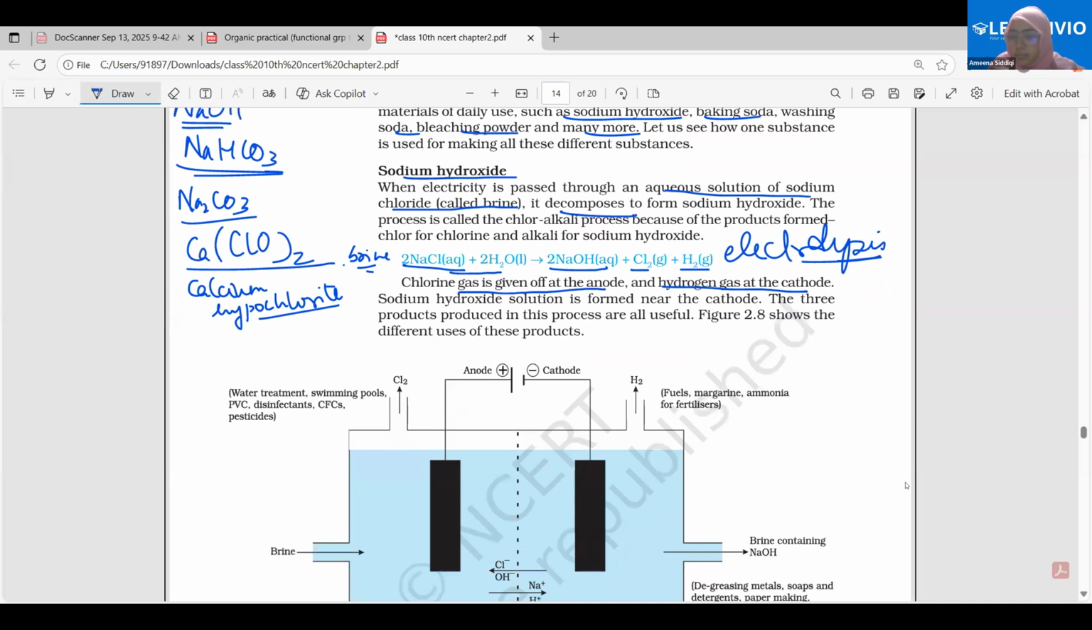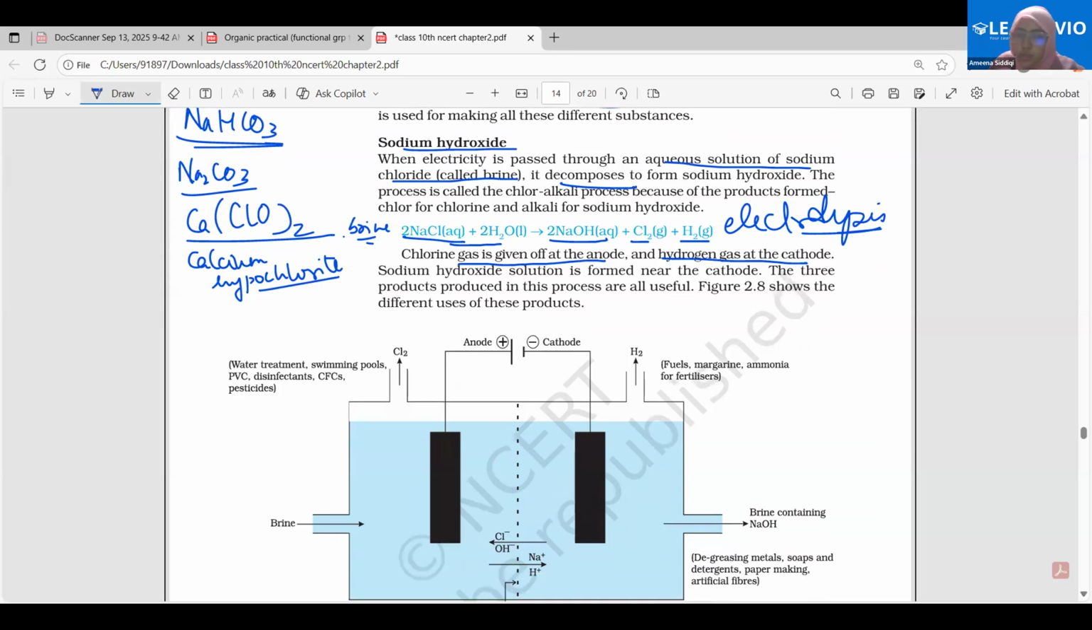Ma'am, can you explain this again? Yes. Chlorine, Cl minus, is negatively charged. Therefore, it is deposited at the anode, which is positively charged. Hydrogen, which was positively charged, is deposited in the form of H2 gas at the cathode, which was negatively charged. Clear?